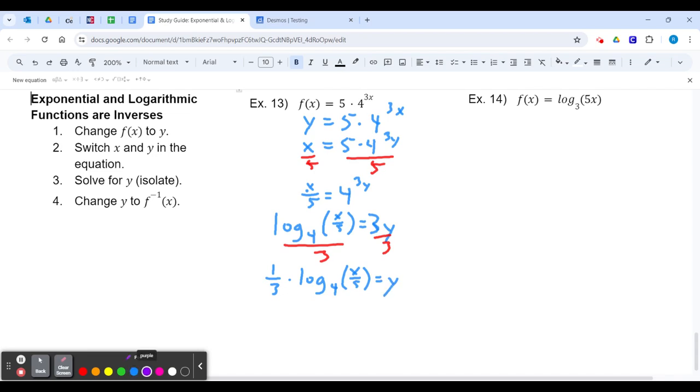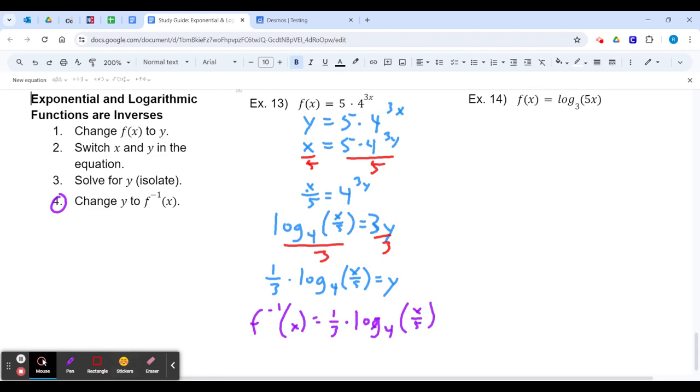And so our final answer there, if we just change that y to our inverse symbol, is going to be 1/3 times log base 4 of x over 5. That one's a super complicated one. There's a couple of simpler ones in our problem set.